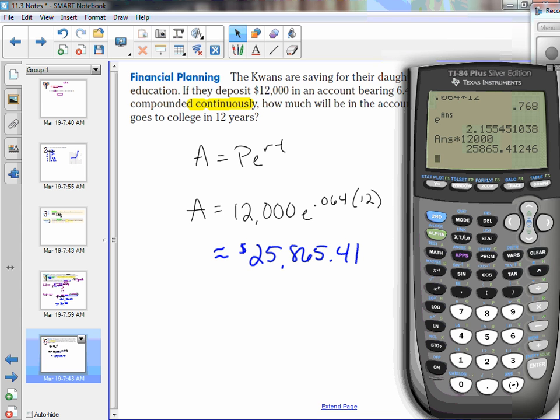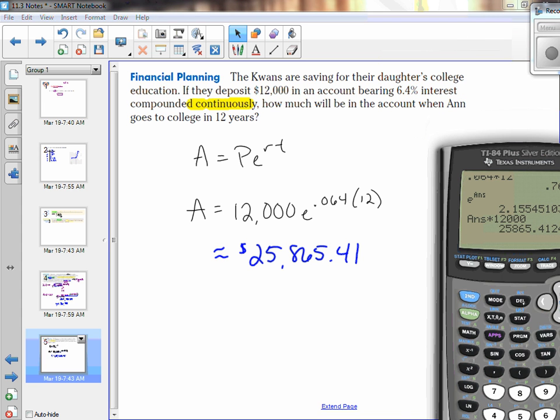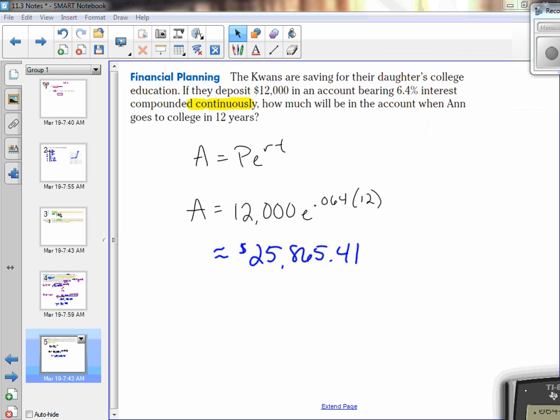So that's learning target 6. A few more word problems, just using equations with e involved. I will give you all of the equations. It's going to be your responsibility to know when to use them. So if we need to talk about that more later, we can. So, learning target 6.